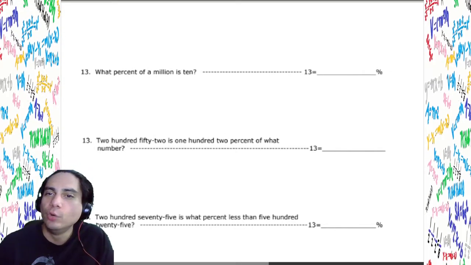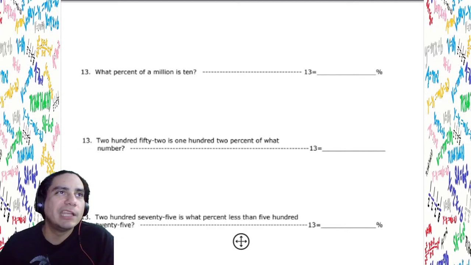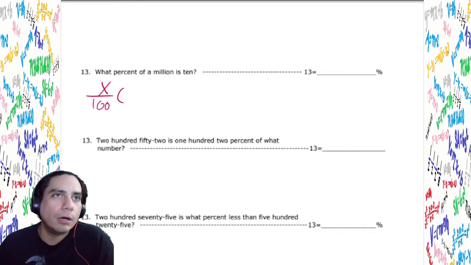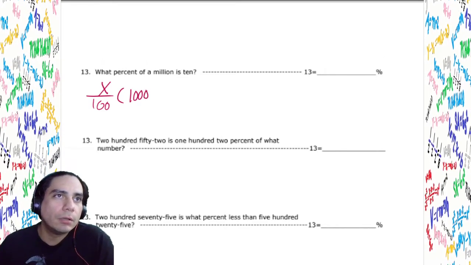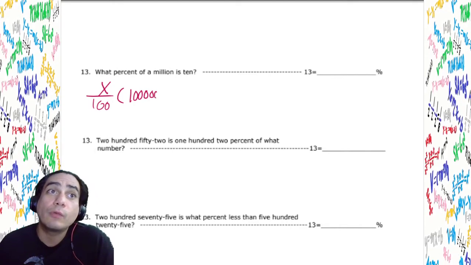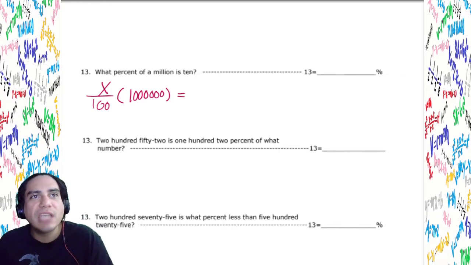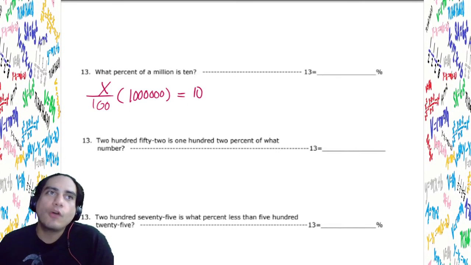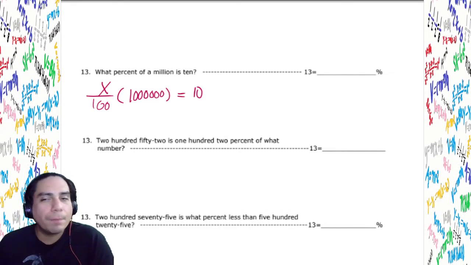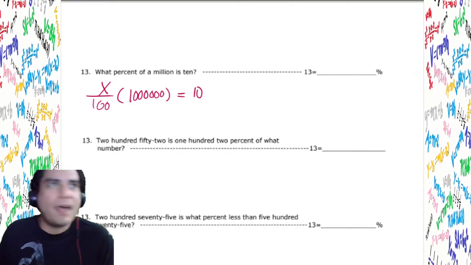Let's go ahead and continue with the problems. What percent? That means X out of 100 of 1 million. We could start simplifying this, but we've got to write that million down first. Is means equals 10. Is 10. Of course, when we start doing this work, we could multiply by the reciprocal. What do you mean, Mr. DeGaulle? There's no fraction. What are you talking about? We're going to multiply by 100 over X.